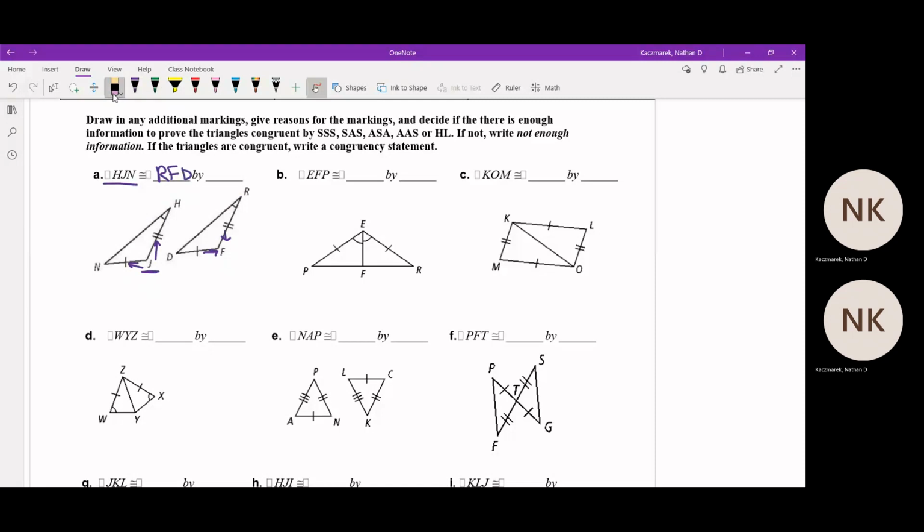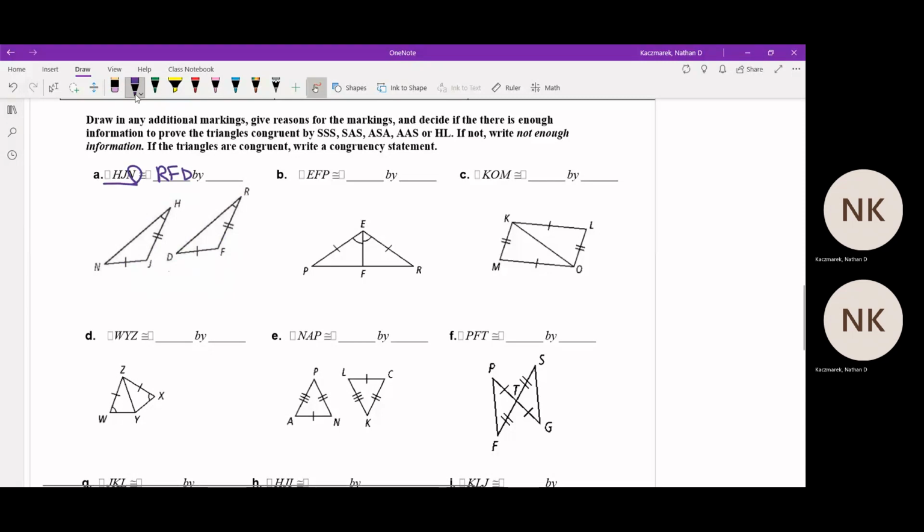D is between the 1 tick mark and no tick mark. So over here, what's between the 1 tick mark and no tick mark? We have N. N comes third up here. D is also between 1 tick mark and no tick mark. All right, so I got my corresponding parts.